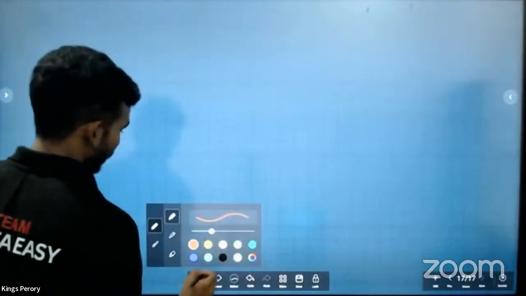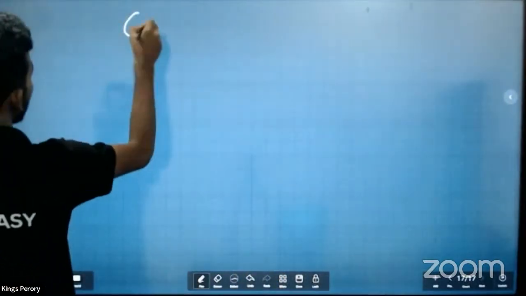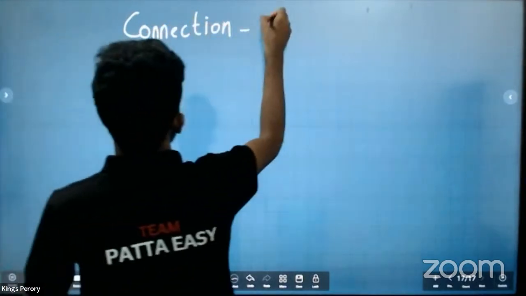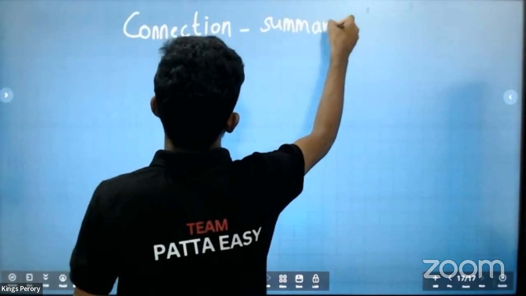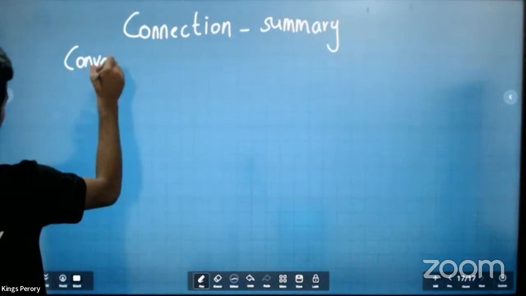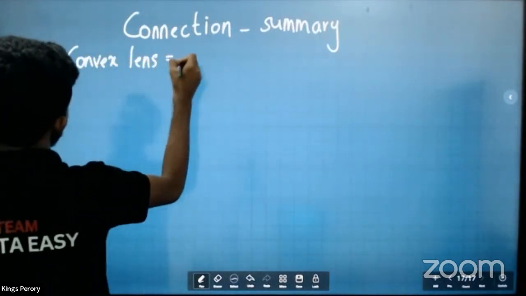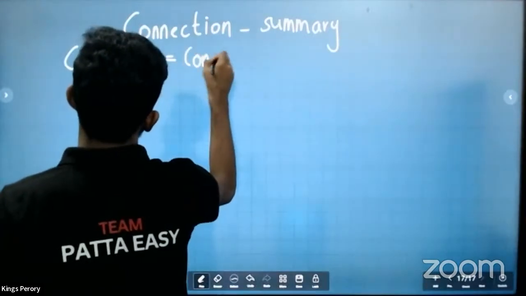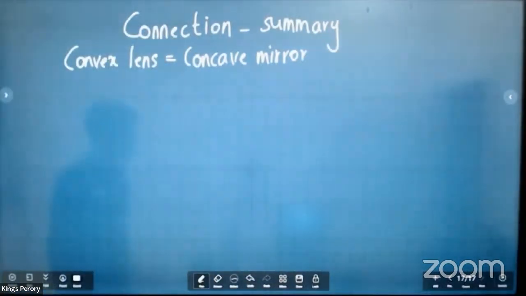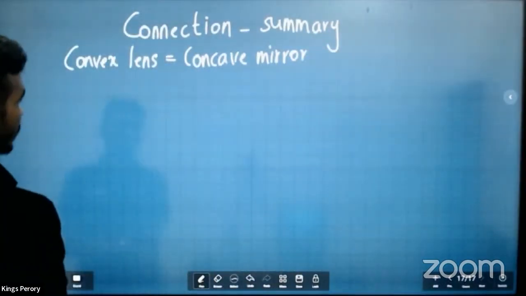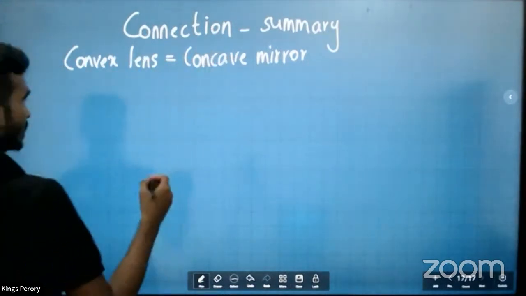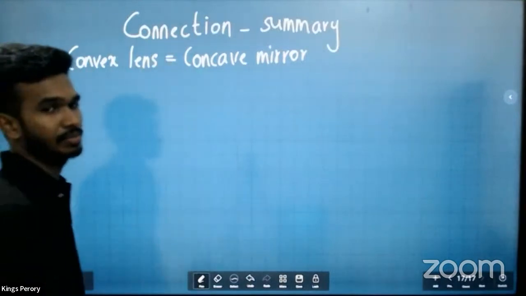What's your connection in geometrical optics drawing ray diagram? Connection summary you can write out. What's your connection summary? First one, convex lens. Convex lens ray diagrams and concave mirror ray diagrams are same. First ray diagram, you interconnect and keep. Second, third, fourth, fifth, there is a summary chapter.